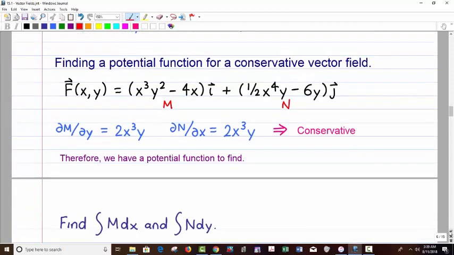So what we do is, because this potential function is coming from the gradient, which is a derivative that produces the potential function, we'll take the antiderivative. The first term, because it was found by taking the derivative of x, we will integrate M with respect to x, and then we'll integrate N with respect to y.